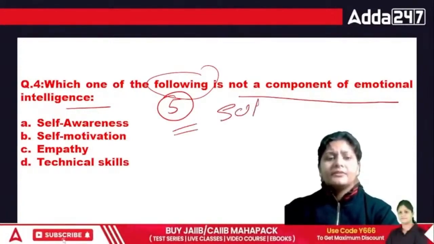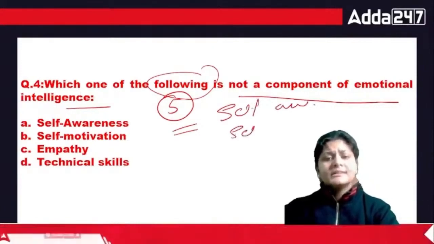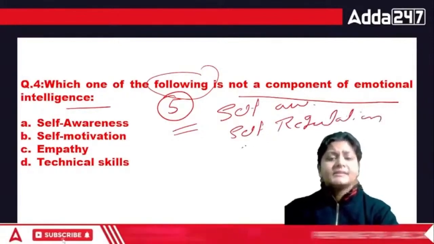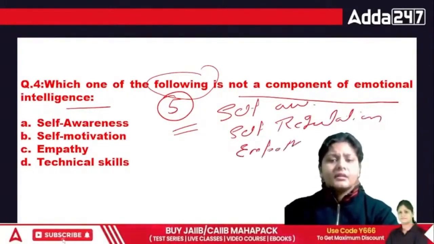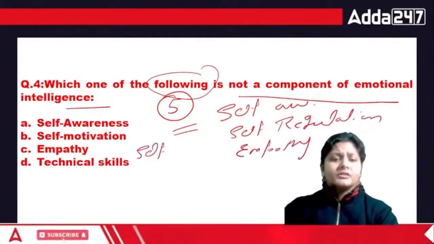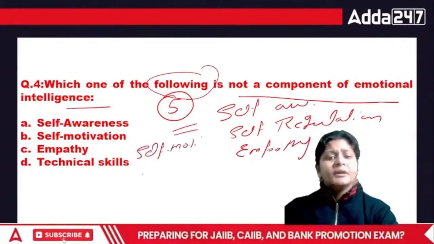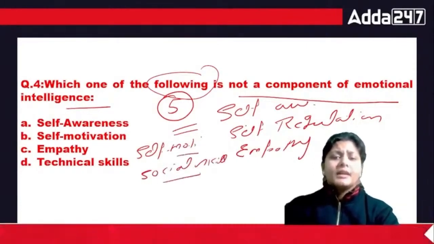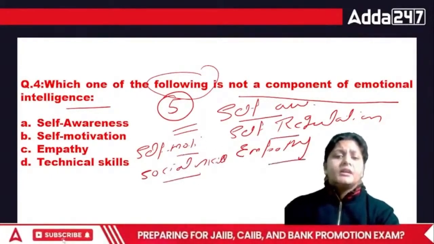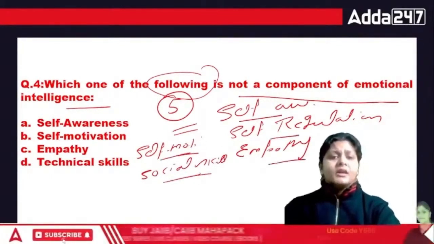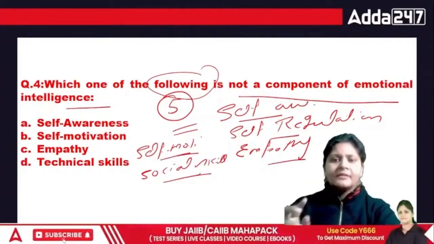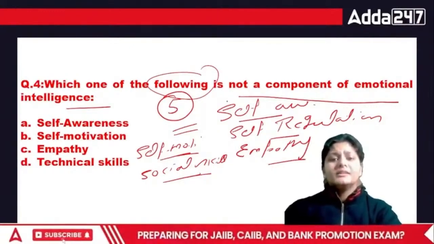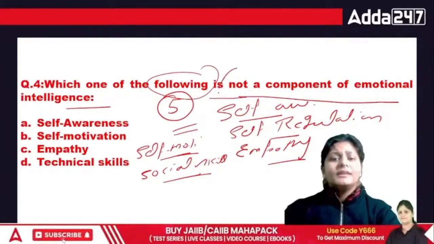Number 1 is self-awareness. Number 2 is self-regulation. Number 3 is empathy. Number 4 is self-motivation. Number 5 is social skills. So we have a total of 5 components here: self-awareness, self-regulation, empathy, self-motivation and social skills. So when we are talking about these 5 components, that means here actually, which one of the following is not a component of EI.